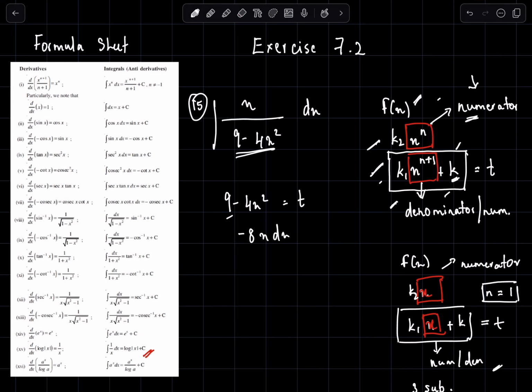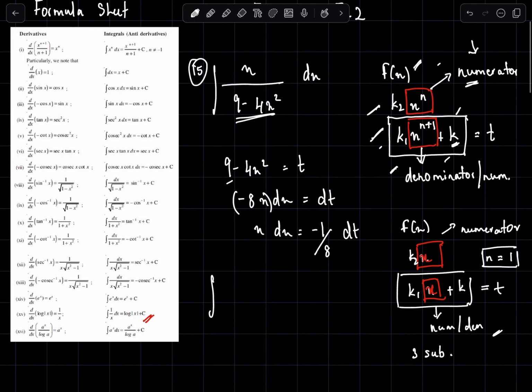Minus 8x dx is equal to dt. Okay, so x dx is equal to minus 1 by 8 dt, because I took minus 8 to the other side. And substitute. So integral. I'm going to do this very quickly so that I don't waste anyone's time, because now it's more intuitive. Okay, so 1 by t, and then you have x dx, which is minus 1 by 8 dt.